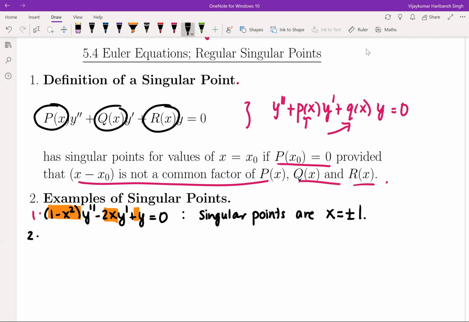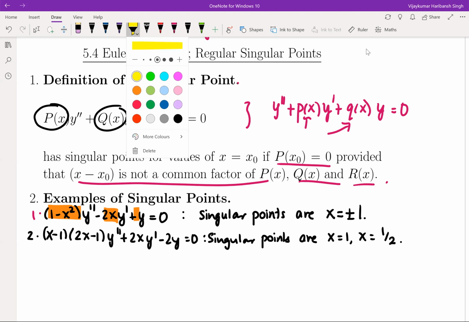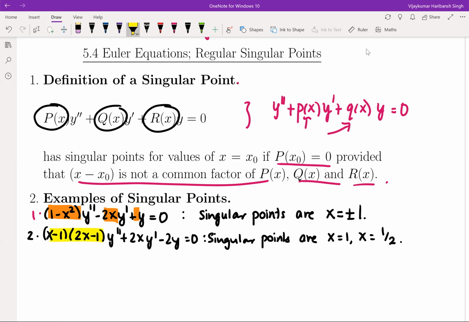Second, we have (x minus 1)(2x minus 1) y double prime plus 2x y prime minus 2y equals to 0. Again, you can see that singular points are x equals to 1 and x equals to 1 over 2. Why is that? Because again, P(x) becomes 0 at these points, 1 and 1/2, but Q(x) and R(x) do not become 0 at those points.